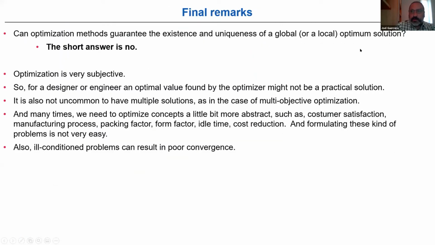To final remarks here, just to say: do optimization methods guarantee the existence and uniqueness of a global optimal solution? Short answer, no. There is no way to guarantee that. Okay, and you just need to move in your design space and find a better solution, and this is proof. Okay. And what is important is to remind you that optimization is very subjective. Okay, so what the method is going to give you is not necessarily what the designer is looking for. Okay, so you need to formulate a problem. You need to know what you're looking for, and things get a little bit more complicated when you get multidisciplinary.